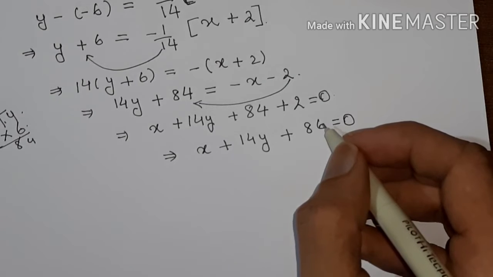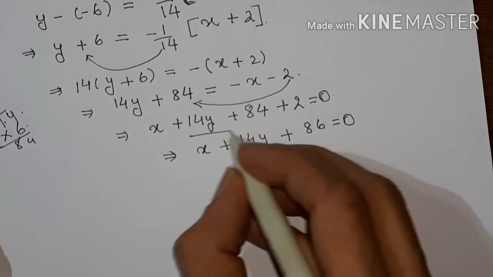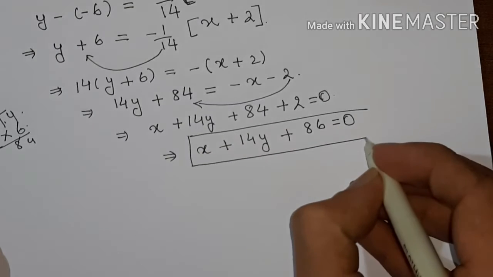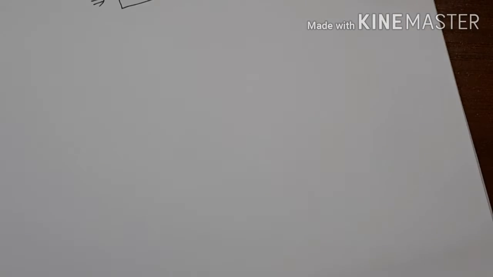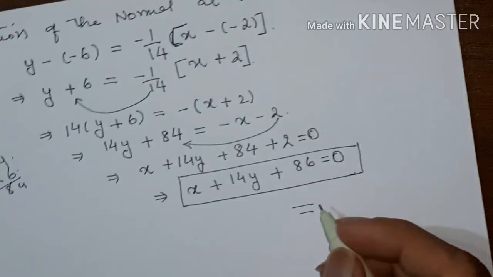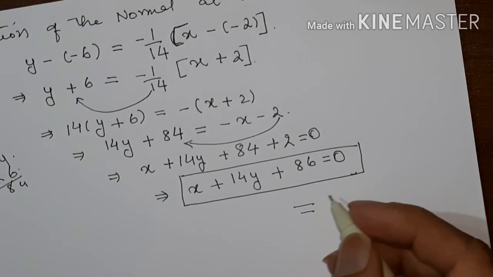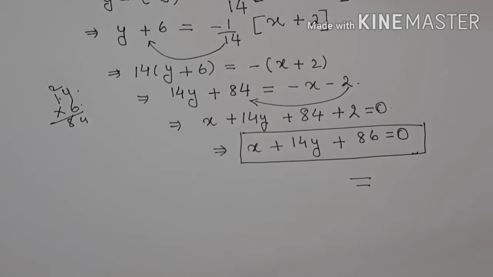Okay, so I am getting this. So this is the second required equation of the normal. So that was problem number 21. Okay, now let us go to problem number 22.